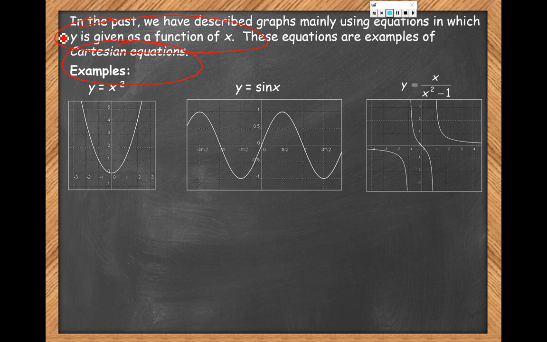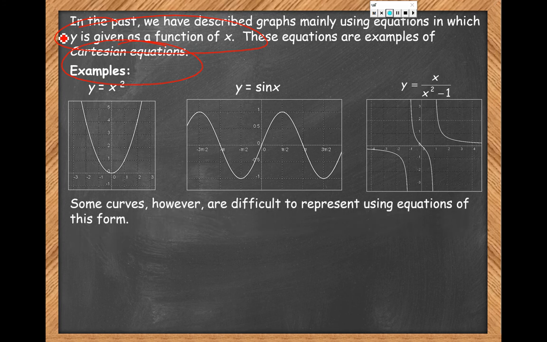Examples of Cartesian equations. Y equals x squared, an old friend. Cartesian equation, y's and x's. Y equals sine x, an old friend. Cartesian equation, and this big mess, rational expression, x over x squared minus 1, vertical asymptotes, horizontal asymptotes, all that kind of stuff. But a Cartesian equation, y's and x's.